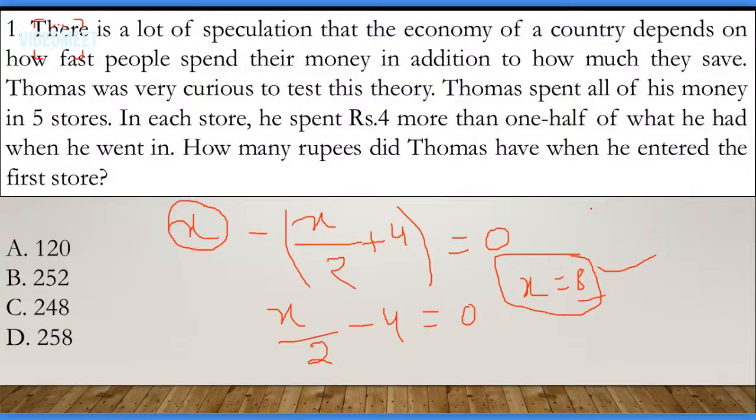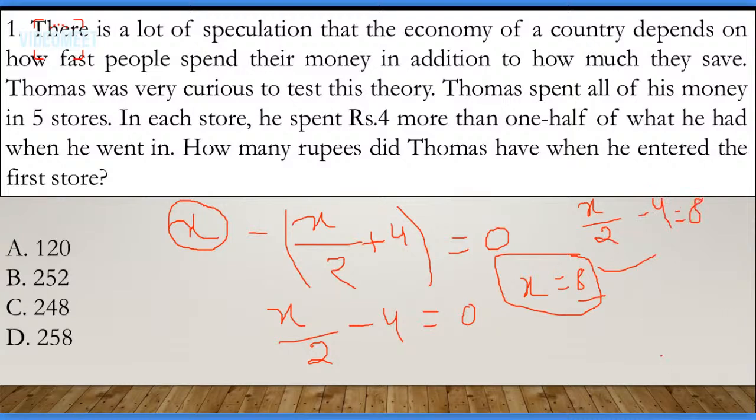Now the similar equation we use for before entering the fifth store. That means before entering the fifth store, again we have X by 2 minus 4, it is equal to 8.